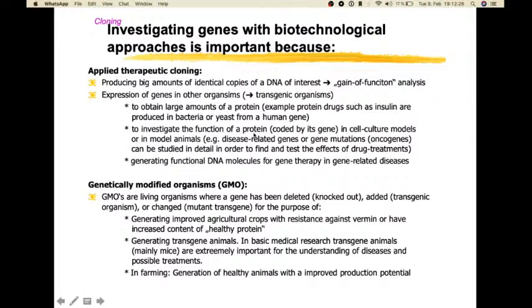So these are the therapeutic uses of cloning. Beyond that, we can also go for GMOs, that is genetically modified organisms, which have a gene either deleted or added. If it is deleted, it is called knocked out. If it is added, then it's a transgenic. If there's a change in the gene, that's known as mutant transgenes. These are done to have healthy protein in our agricultural crops, or to generate transgenic animals, like big cows who keep giving milk during the whole year, for the production of better products.